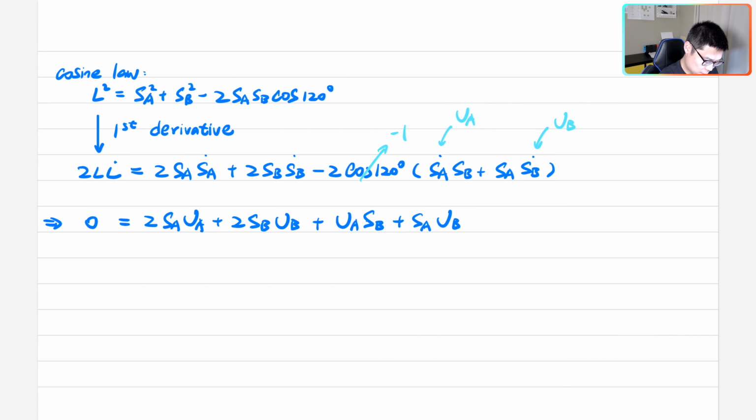So now I'm just connecting all those, tidying things up. What do we have? We know our SA, we know VA, we know SB, we know SA. What's the variable here? The only unknown variable is our VB. Now we can sub in all the numbers here to get VB is negative 0.4 meter per second.